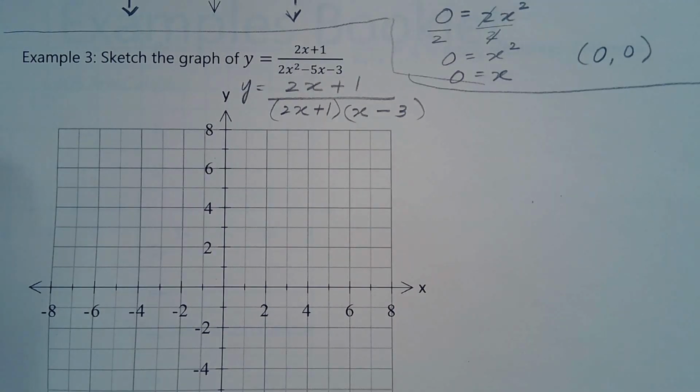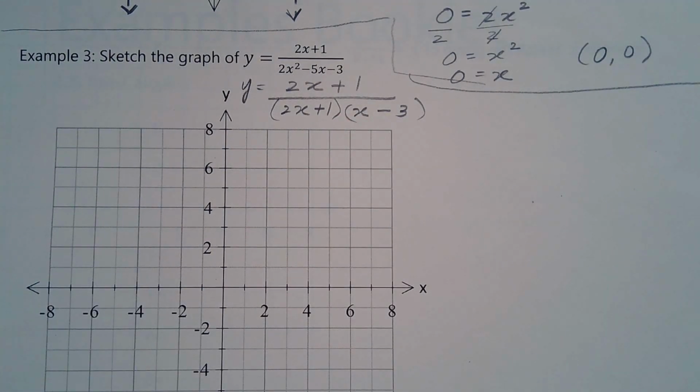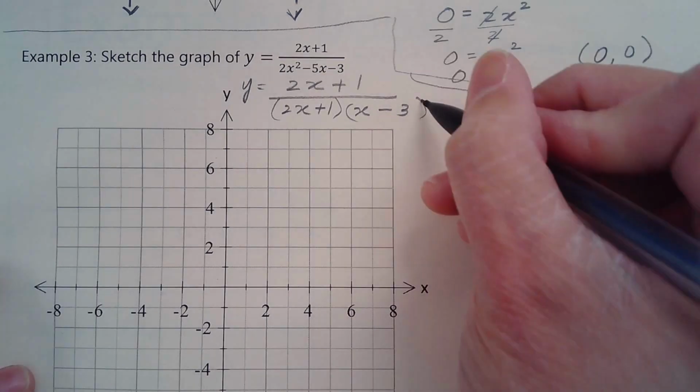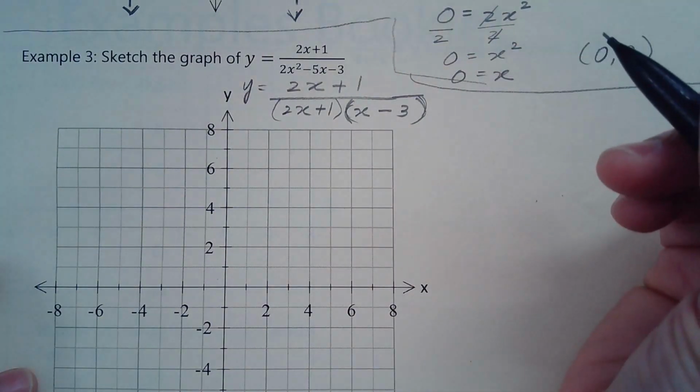What if the degree of p of x is bigger than the degree of q of x by more than 1? That's going to be beyond the scope of our course. It's still possible, right? We can take a look at that at a later time.